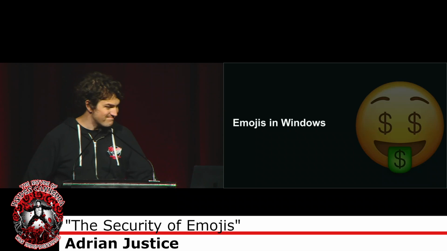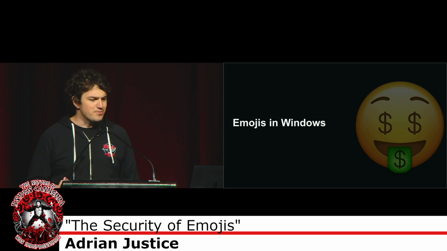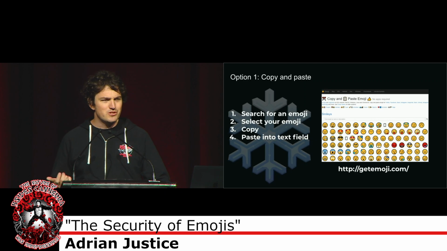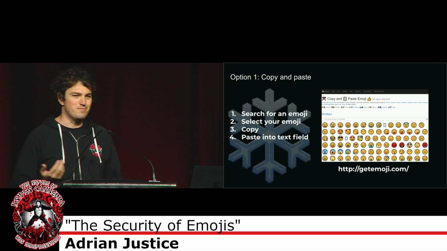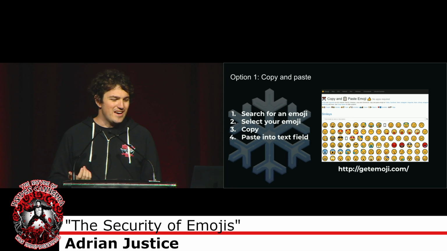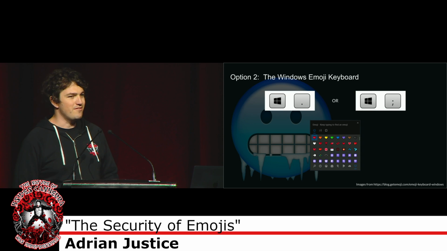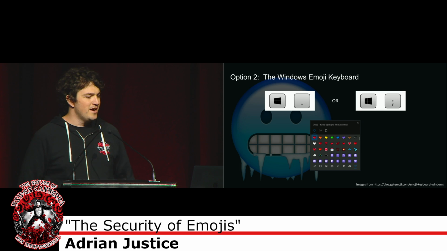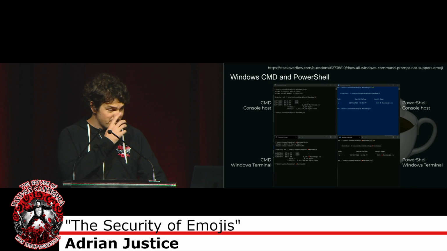All right, so if we want to start playing with emojis in Windows, we're going to need to be able to type them. To do that, we've got 2 basic options. Option 1, you can use a website like getemoji.com, search for what you want, and copy and paste it into your text field. It works, but it's not a great option. Option 2 is we can use the built-in Windows emoji keyboard. If you push Windows key period or semicolon, it'll pop up the window down the bottom there, and then any emojis you click will be typed into your selected text field.